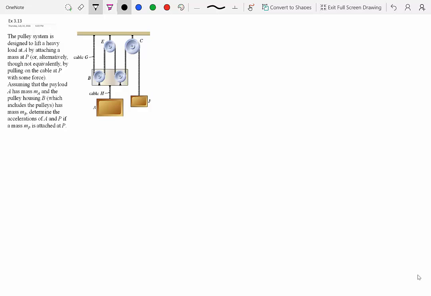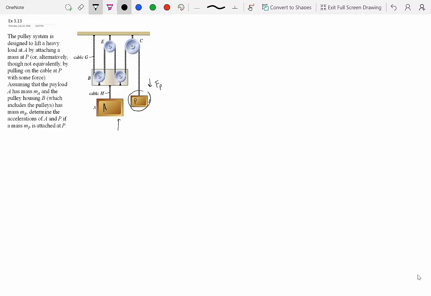So in this particular problem, we have a pulley system, as you can see, and we have a couple of blocks. We have a pulley housing, and each of those seems to have some mass. So let's read the problem. The pulley system is designed to lift a heavy load at A, or alternatively, though not equivalently, by pulling on the cable at P. So we have A here and we have P here. So you could put a load over here, or you could pull it down with a certain force, let's say Fp, but of course both of them are not going to lead to the same result, although the effects would be quite similar, which is that the A would be raised.